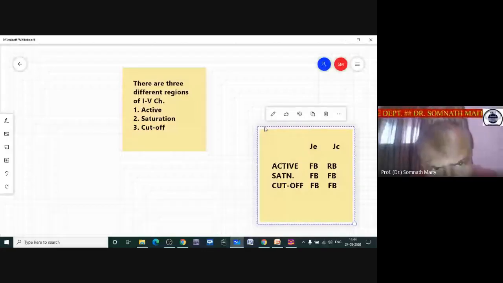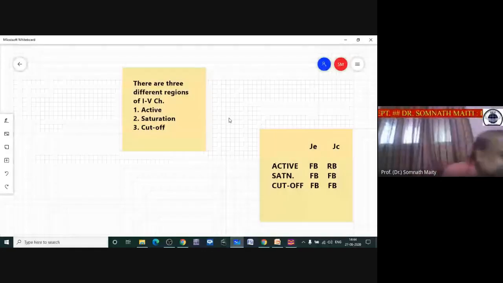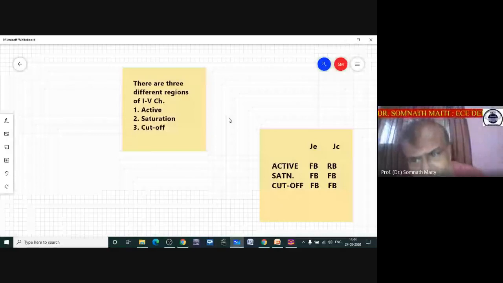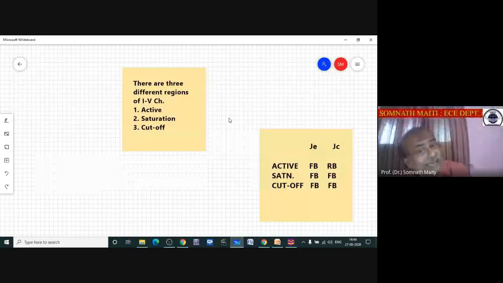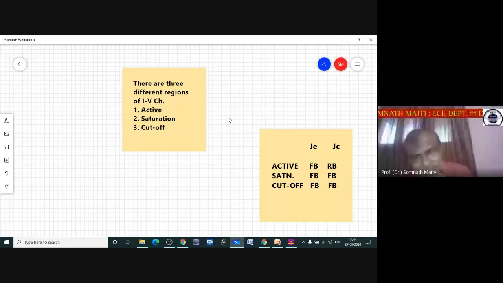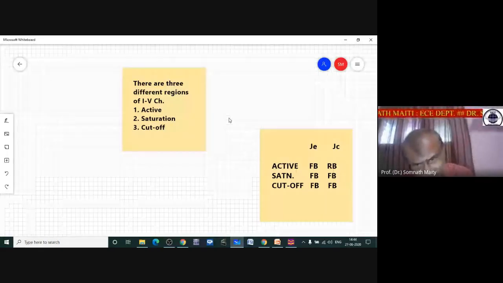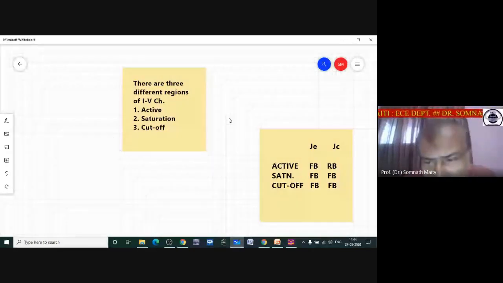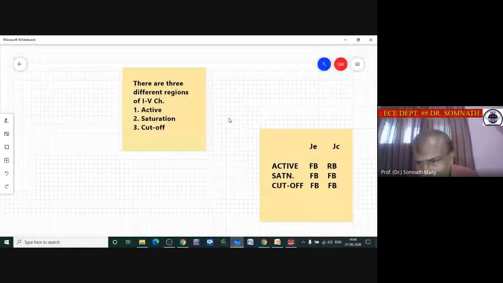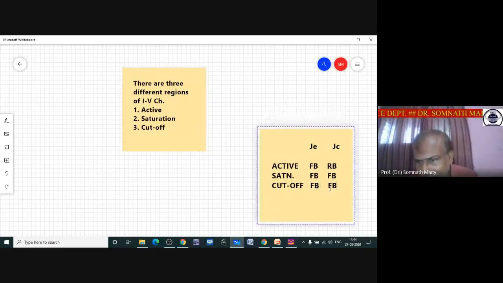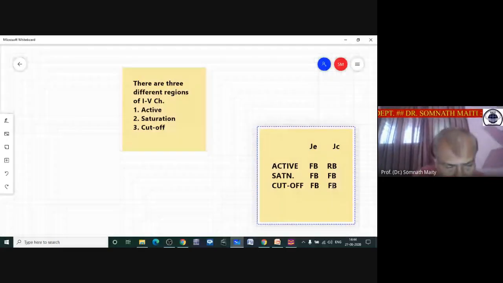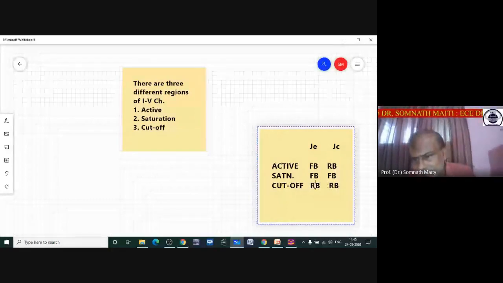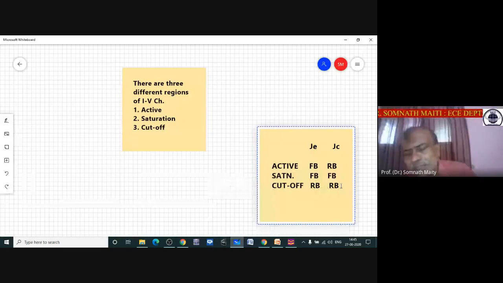This is very important to remember, and that's why I am putting it in writing. Emitter junction should be forward bias, collector junction should be reverse bias in order to operate the transistor in active region. If you want to operate the transistor in saturation region, then both the junctions should be forward bias. And if both the junctions are reverse bias, then it is called cutoff.